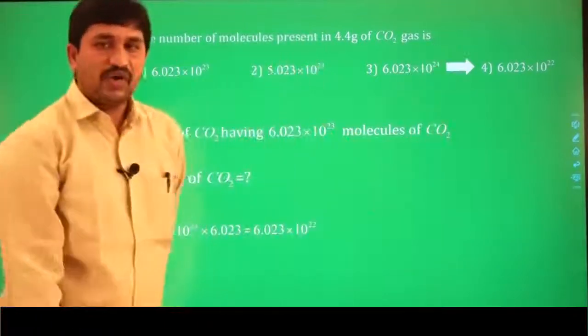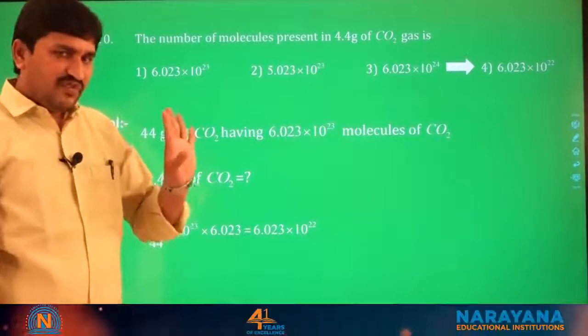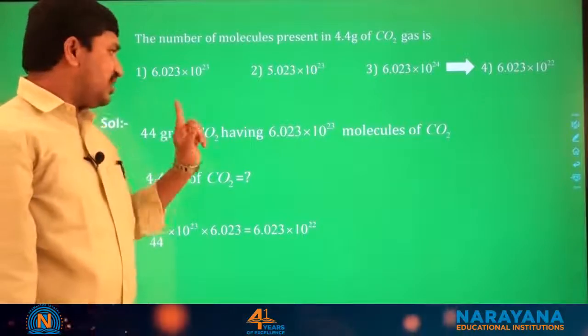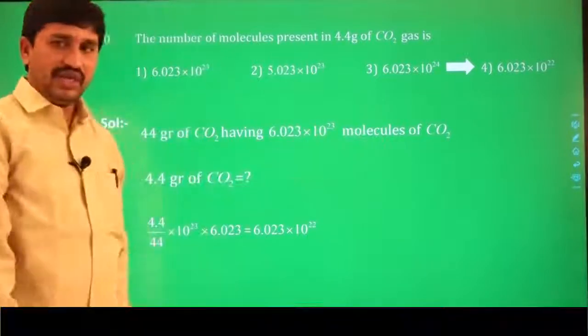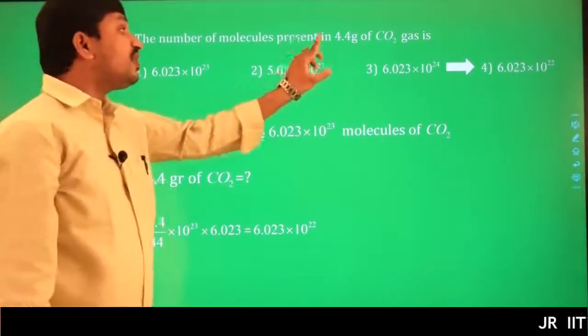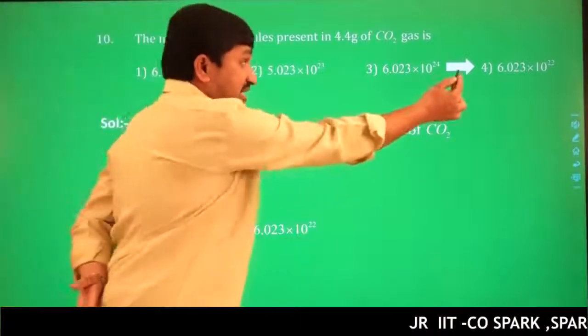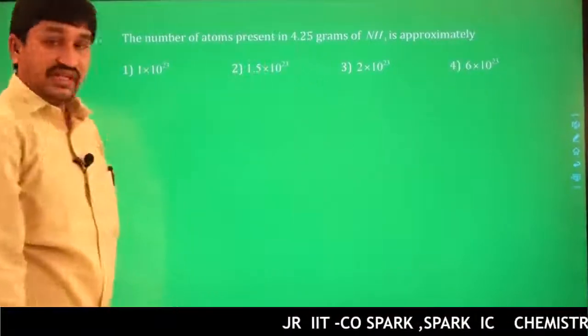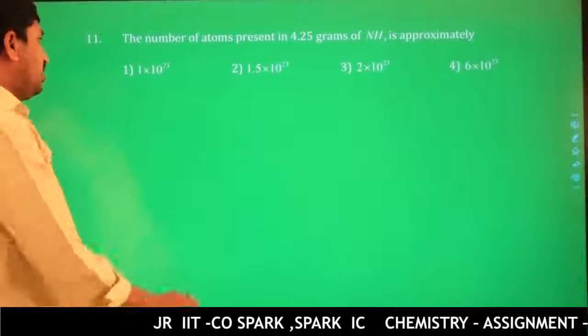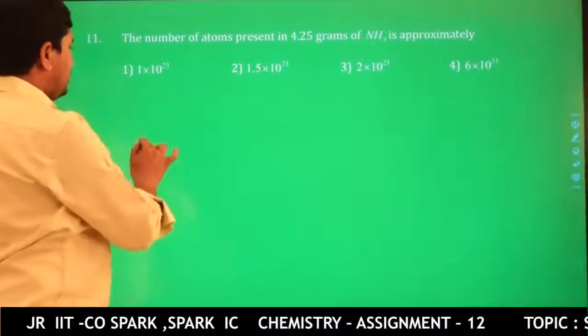Where is it? Fourth option. Got it? Simply, 44 grams of CO2 contains 6.023 into 10 power 23 molecules, then 4.4 grams of CO2 contains 6.023 into 10 power 22 molecules. Got it? Next question. What is the next question here?